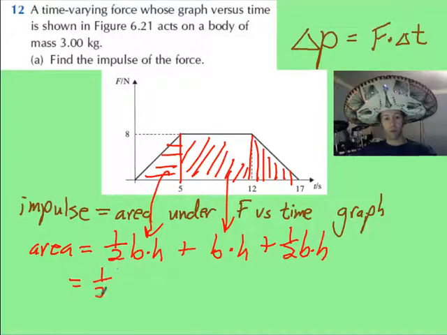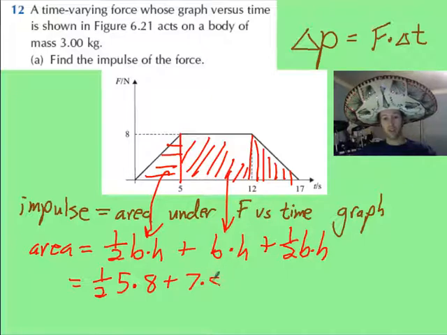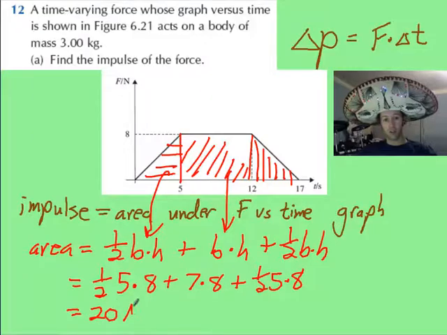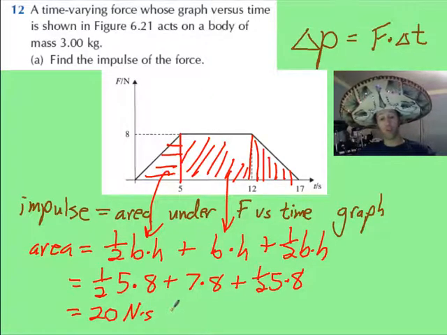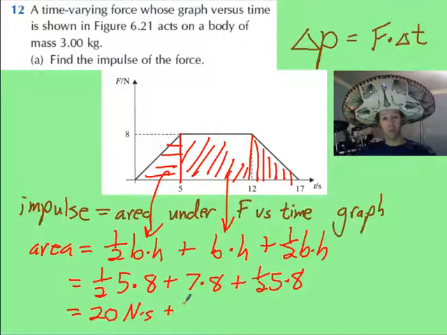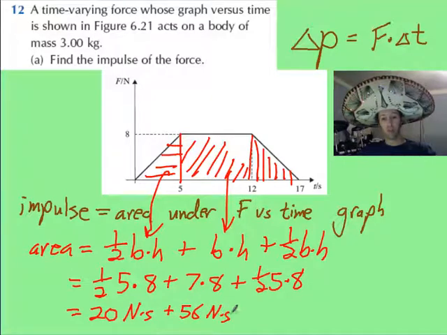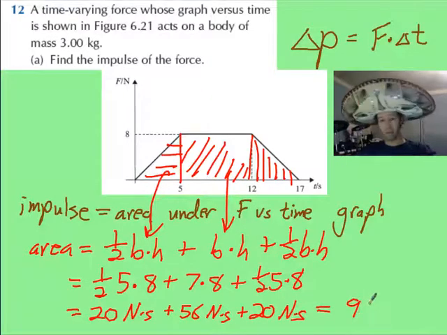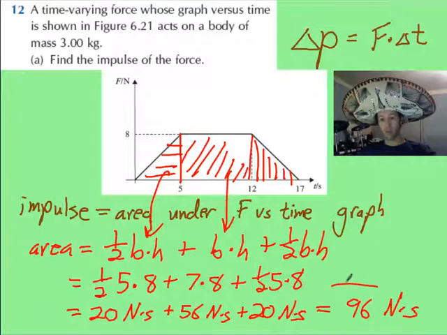So we will have 1/2 of 5 seconds times the 8 newtons, plus the 7 seconds times 8 newtons, plus the 1/2 again, 5 times 8. And we are going to end up with 20 newton seconds, which, remember, is also a unit for impulse or momentum. Plus 56 newton seconds plus another 20 newton seconds, and that's going to give us a grand total of, I believe, 96 newton seconds.